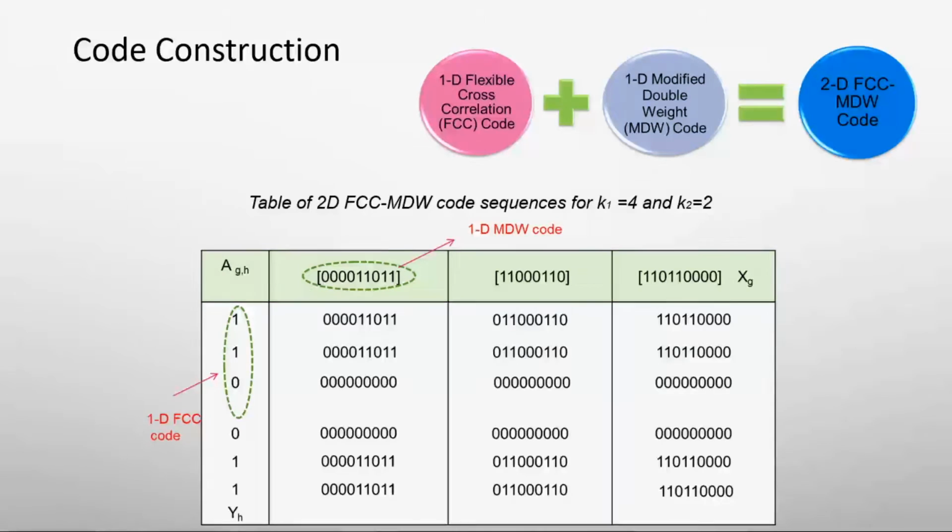This is the code construction for the 2D SEC MDW code. 2D SEC MDW is the combination of 1D flexible cross correlation code (FCC) and 1D modified double weight code (MDW).